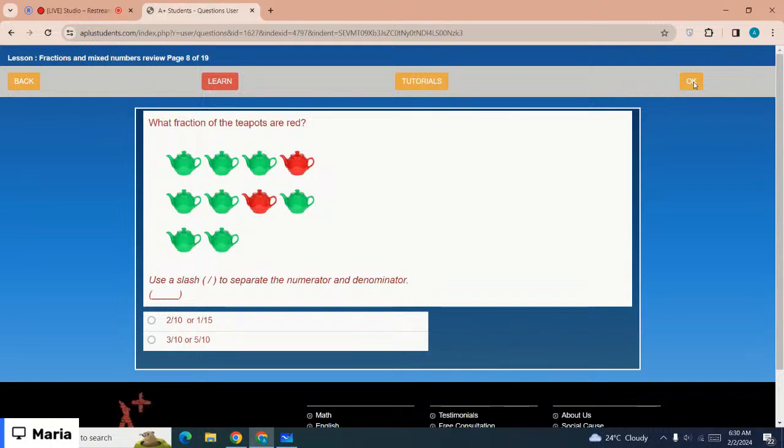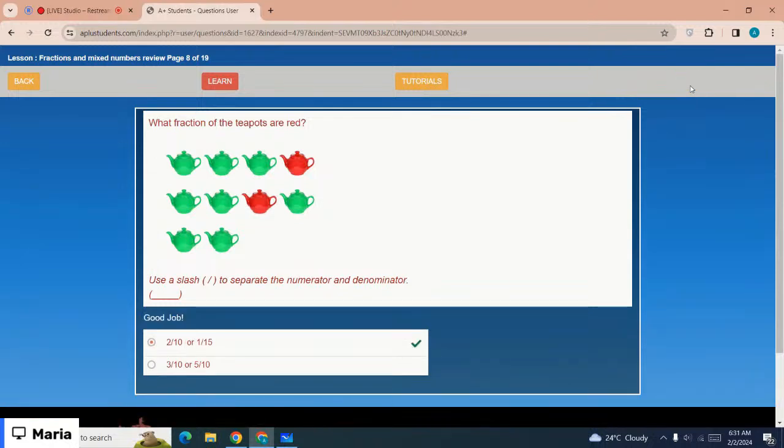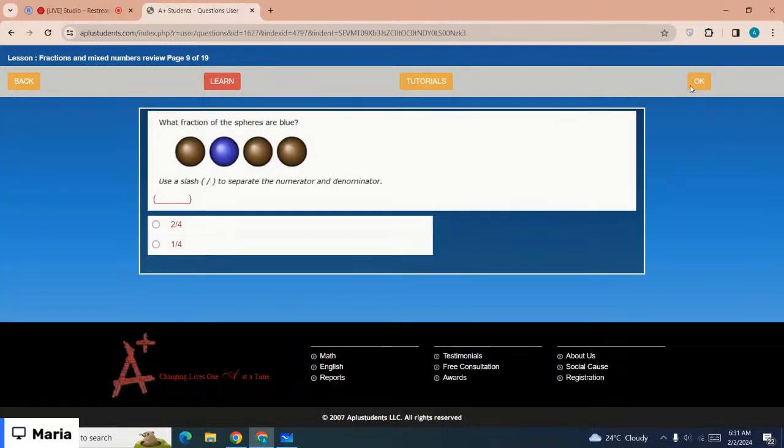That is 2 out of 10, right? Because only 2 of the teapots are red, the rest of them are green. That is 2 out of 10 or 1 out of 5. It is not 1 over 5 written as 15. This is the mistake here. It is 1 over 5, not 15.